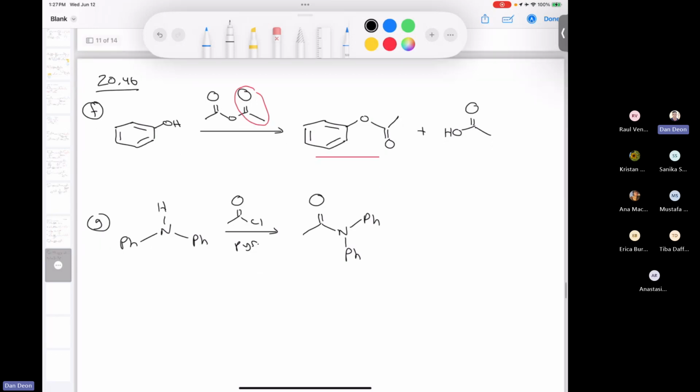All right, the last one involves a cyclic ester. So 20.46H involves a cyclic ester. And hopefully you remember the name of a cyclic ester. Does anybody remember the proper term for a cyclic ester? Starts with the letter L. Anybody remember that one? If we have an ester in a ring, it's called a... no, it's called a lactone. A lactone is an ester in a ring.